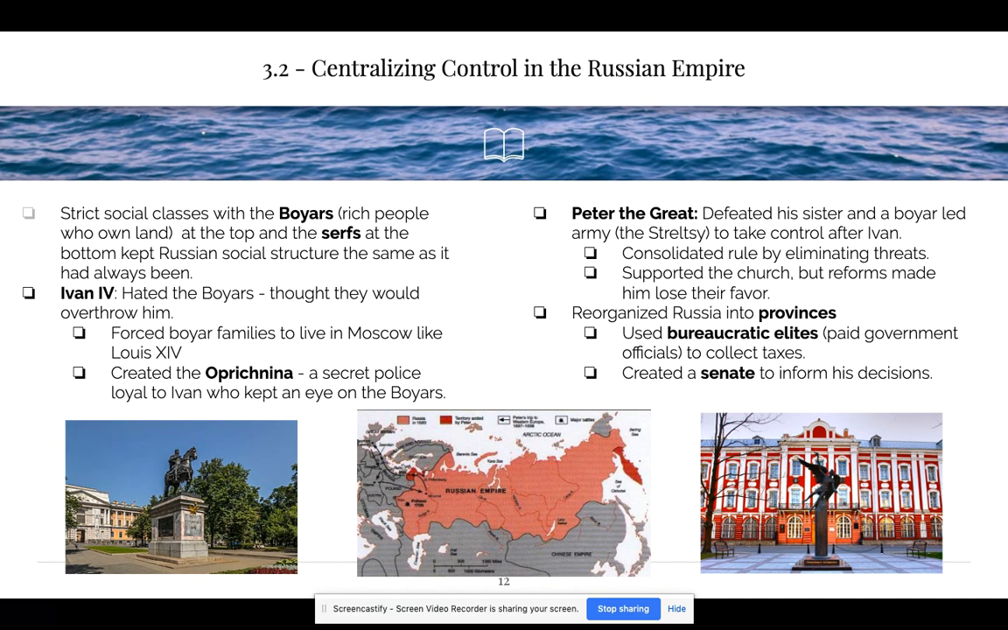He also reorganized Russia into provinces. He used bureaucratic elites like tax farmers or intendants to collect taxes, and he created a Senate to inform his decisions. So at this point in history, Russia is even sharing power better than France is. Down here we have a map of the Russian Empire and some important buildings established.